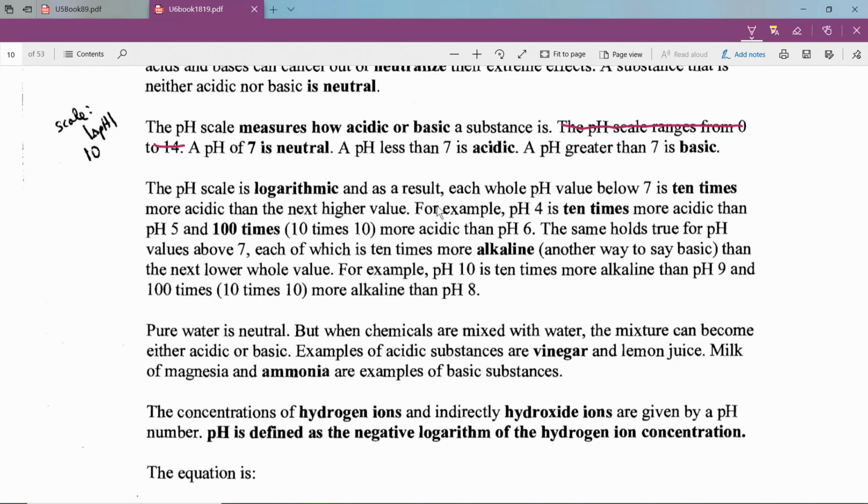So if I had some drink with a pH of 4 and another drink with a pH of 5, the drink with a pH of 4 would be 10 times more acidic than one with a pH of 5, and 100 times more acidic than one with a pH of 6. And this little thing I wrote in the margin here, 10 to the absolute value of the difference in pH, that's a way to calculate how much more acidic one solution is compared to the other. Same with alkaline. A pH of 10 is 10 times more alkaline than a pH of 9 and 100 times more alkaline than a pH of 8.